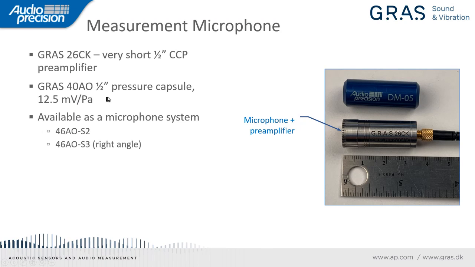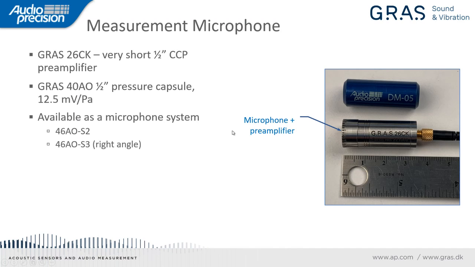Now, for use with this capsule, you need a preamplifier, and Grass has a very nice short preamplifier for this application. Now, the two are shown in this picture to the right here. This is the preamplifier and the pressure capsule combined. And as you can see, the total length of the two combined is about 37 millimeters from tip to tip. So that's really important when you have such a small working space in the acoustic test chamber.